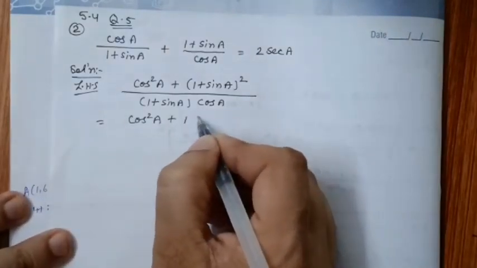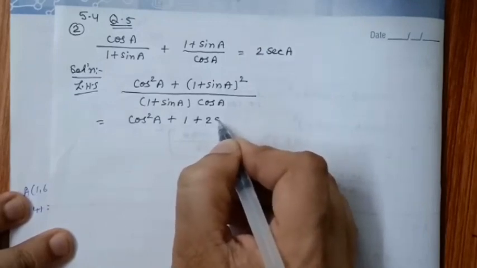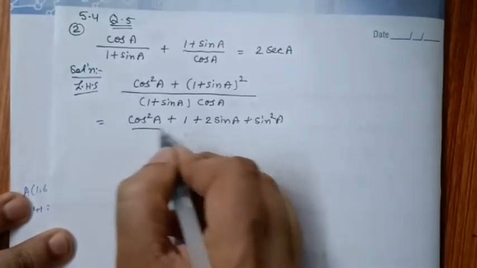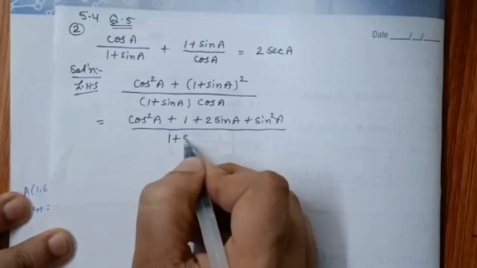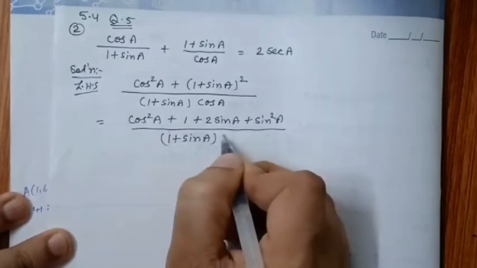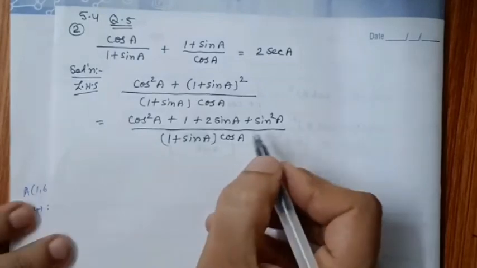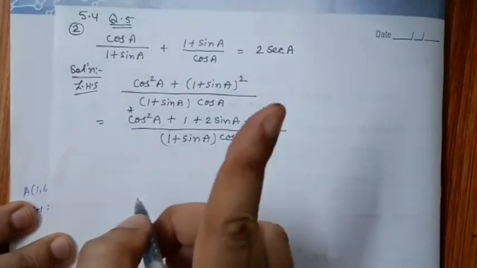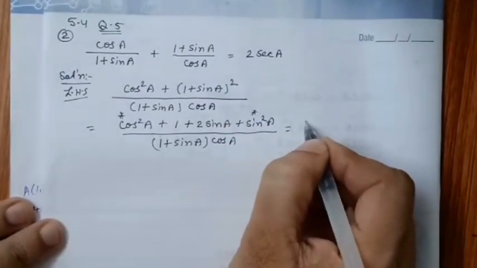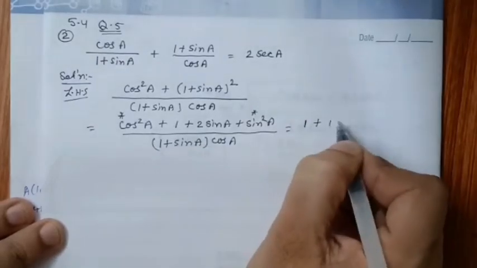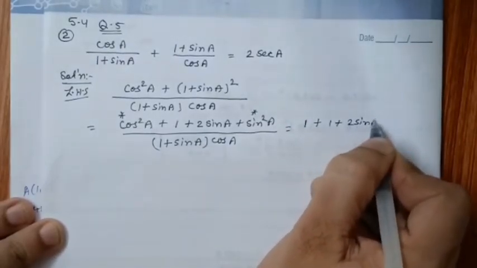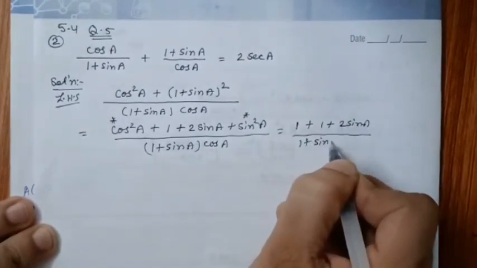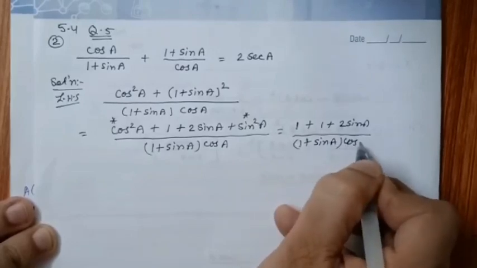So what is a square? 1 square is 1, 2ab, 1 into sin A is sin A, plus b square is like this, upon 1 plus sin A into cos A. This is in denominator. Okay, now you check. See, cos square A and plus sin square A. What is sin square plus cos square? It is 1. So I am writing 1 here. 1 is already here, and plus 2 sin A is remaining, upon 1 plus sin A into cos A.